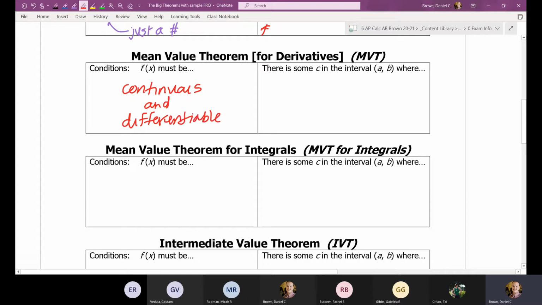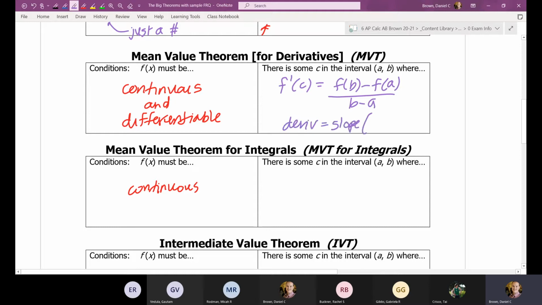Whereas the mean value theorem for integrals, we're not taking a derivative, so it only requires your function to be continuous. Both of these are based off of a formula that you would want to know. The mean value theorem for derivatives, to review this one, basically states that somewhere on a graph, the derivative is equal to the old school traditional slope. That's how I think about it: where the derivative is equal to the slope. And again, another word for slope is, of course, the average rate of change.